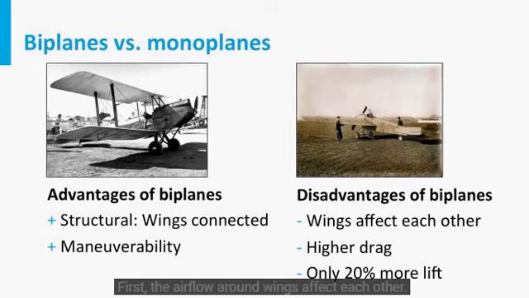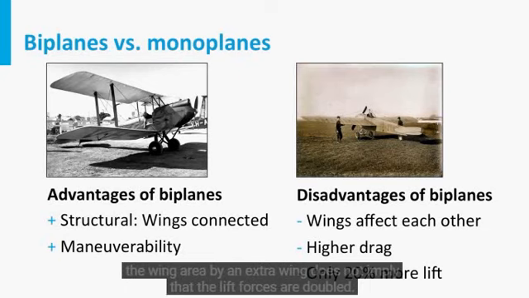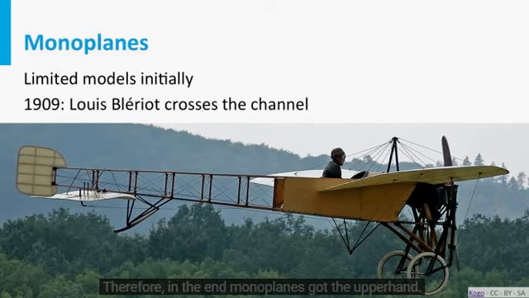First, the airflow around wings affect each other. Also, 2 wings result in a higher drag during flight. And last but not least, increasing the wing area by an extra wing does not imply that the wing forces are doubled. The two wings of a biplane offer just 20% more lift than a monoplane. Therefore, in the end, monoplanes got the upper hand.